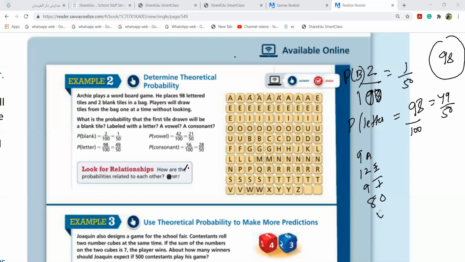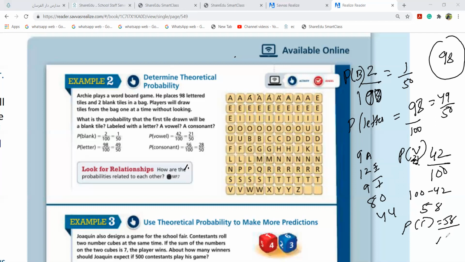So when I add all of these, 9 plus 12, 21 plus 9, 30, 38, 42. I get 42 over a total of 100. This is the vowels. So of course consonants will be 100 minus 42. That is 58. So the probability of consonants is 58 over 100. Understood?